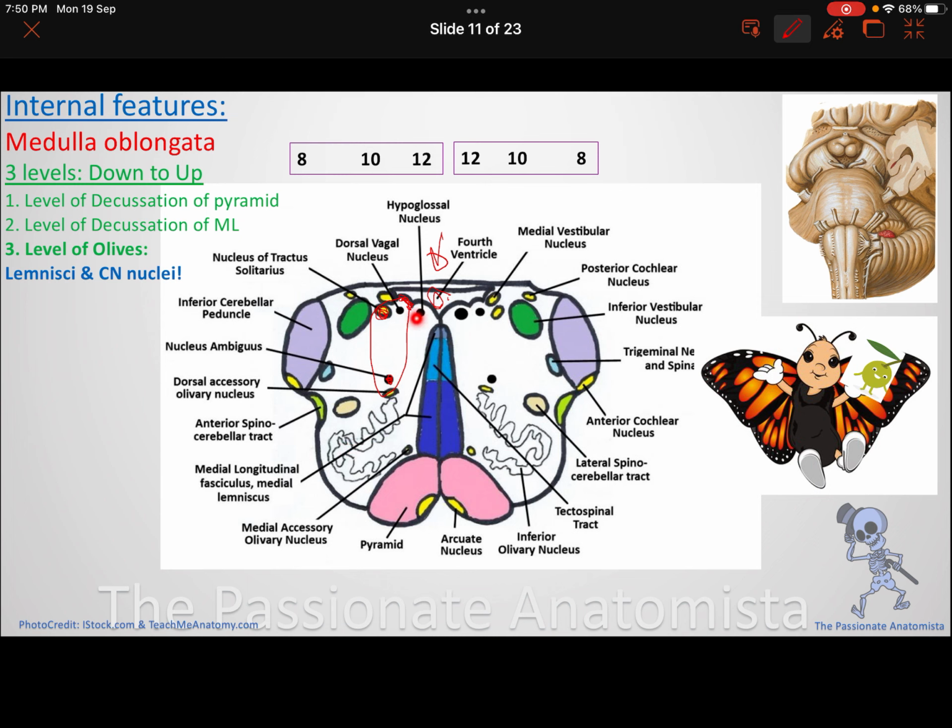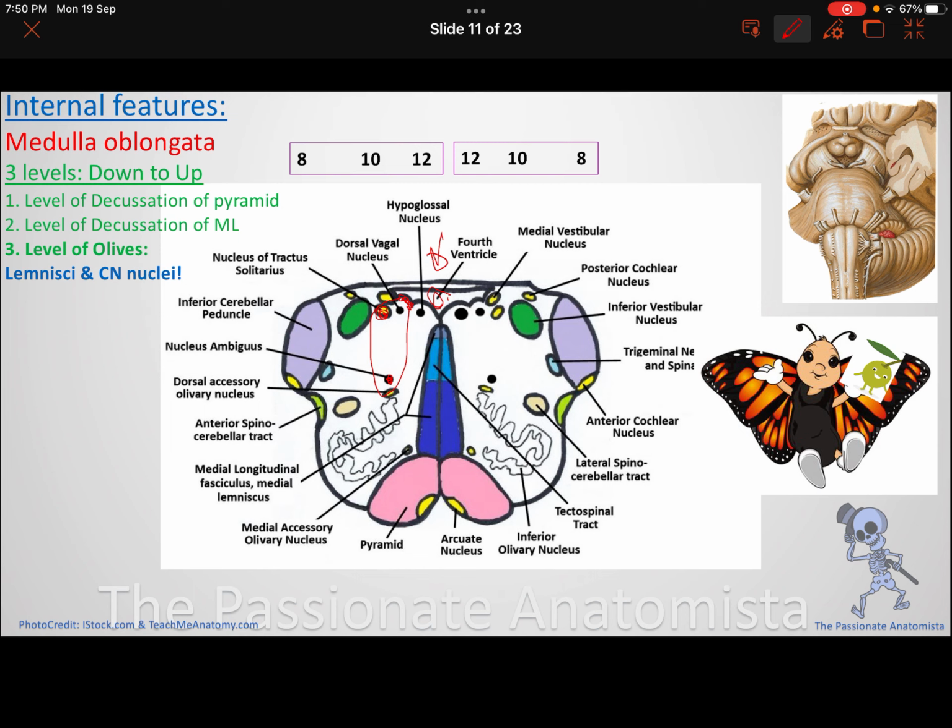Okay, so what about the posterior part? Remember the cranial nerves. We are mature enough to know about the cranial nerves. Hypoglossal nerve, dorsal vagal, and the vestibular nuclei. Dorsal vagal has the nucleus of tractus solitarius next to it and the nucleus ambiguus deep to it. 3 nuclei, guys, are related to the vagus nerve and also the glossopharyngeal nerve, and we're gonna talk about that. Okay, so can you guys remember everything here?